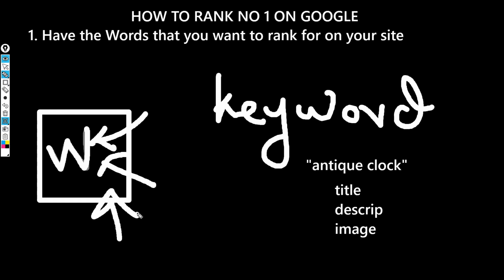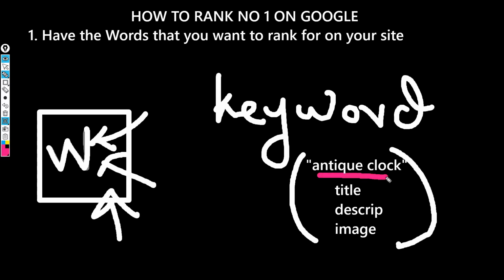Also make sure that you don't overdo it. Let's say I'm ranking for antique clocks. On my website I don't have to say that this is an antique clock and I love the antique clock and this antique clock would do this. Just don't overdo it, make it sound as natural as possible, and just put your keywords on your website. So this is the first criteria: have the words that you want to rank for on your website.